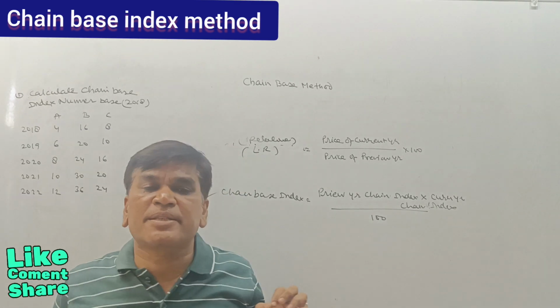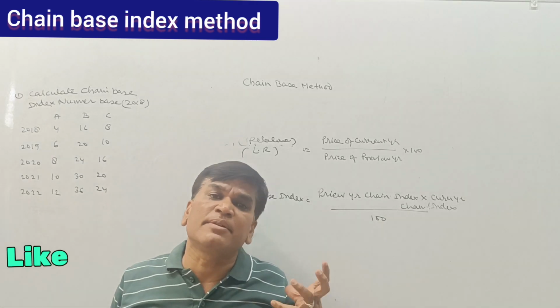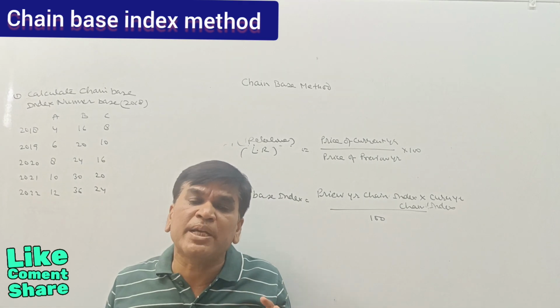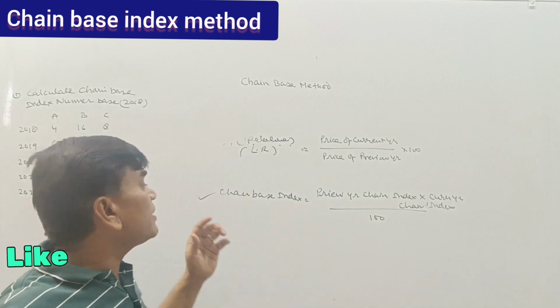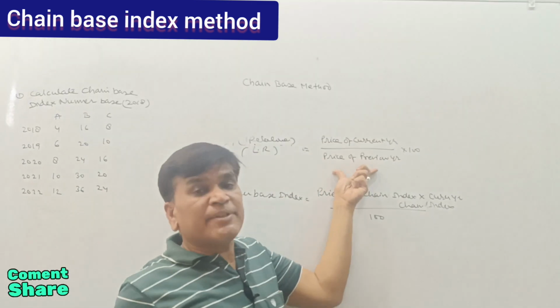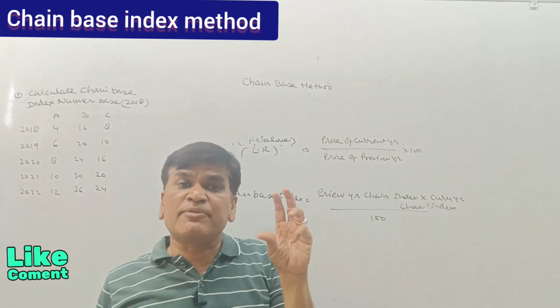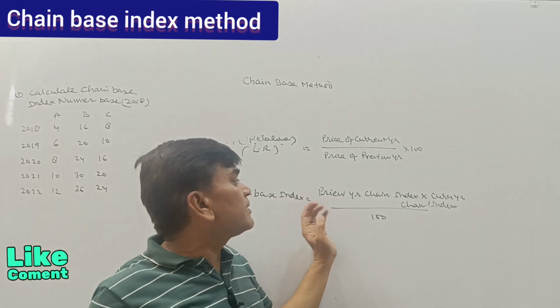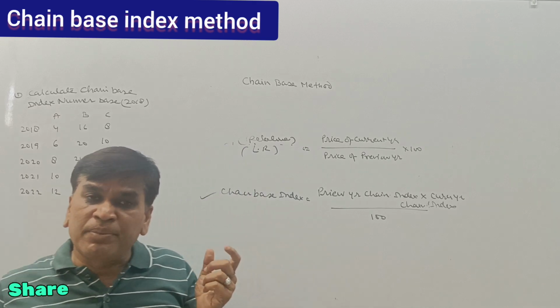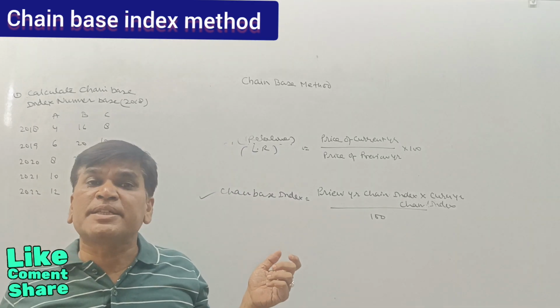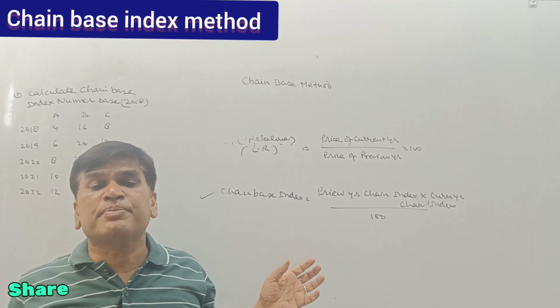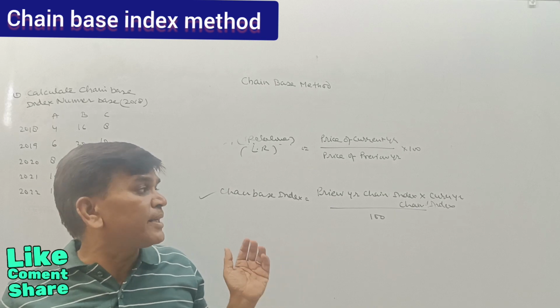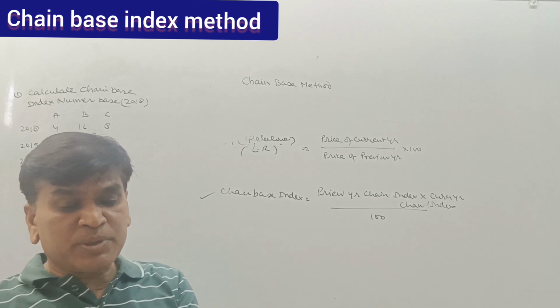So in chain based index number, every year the base will change. And how do we calculate the chain based index number? Firstly, we will calculate the link relatives for each and every year, and lastly the chain based index number, that is the previous year chain based index number multiplied by the current year link relative divided by 100. So how will we use this?